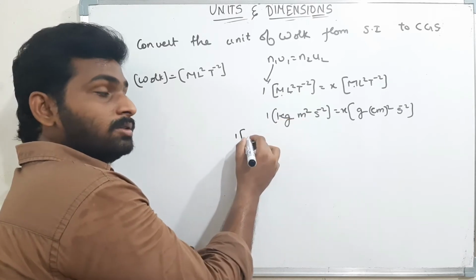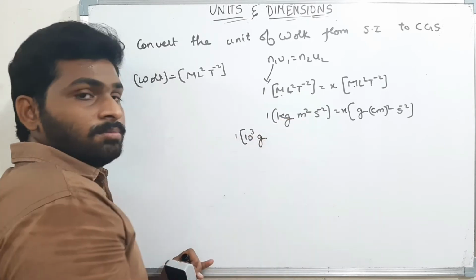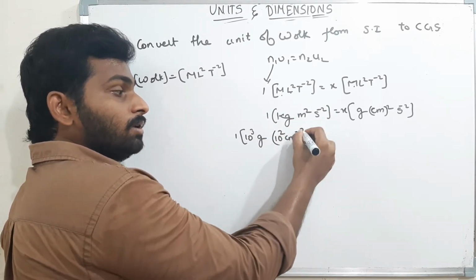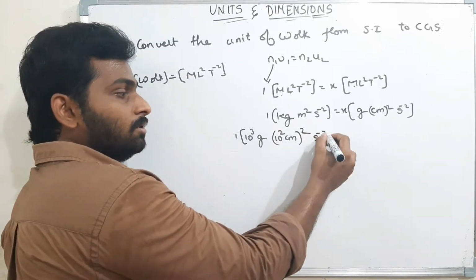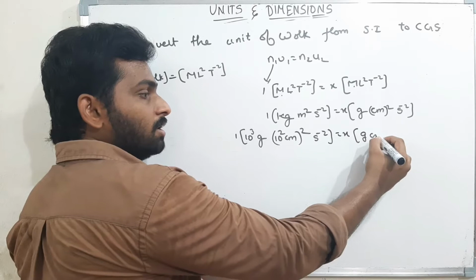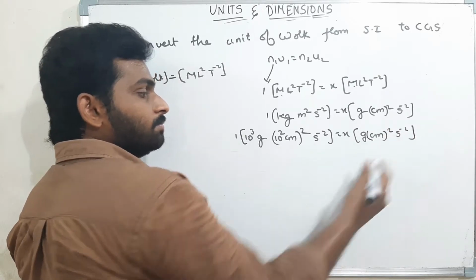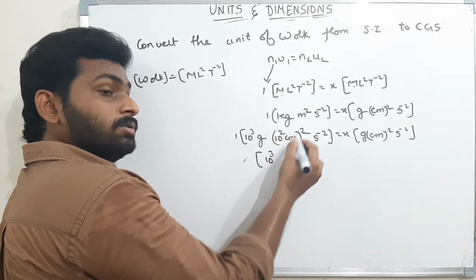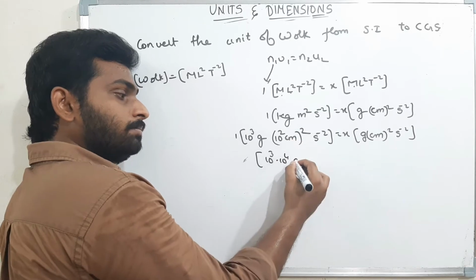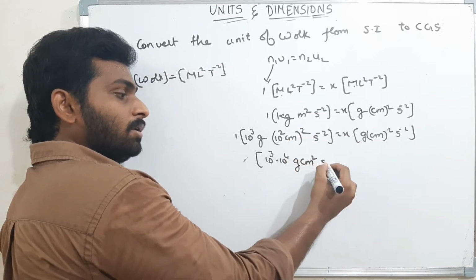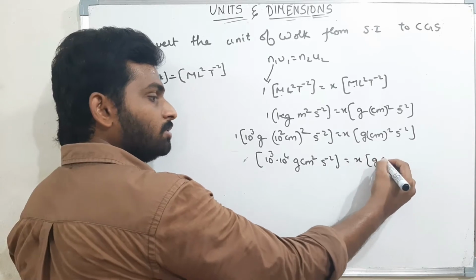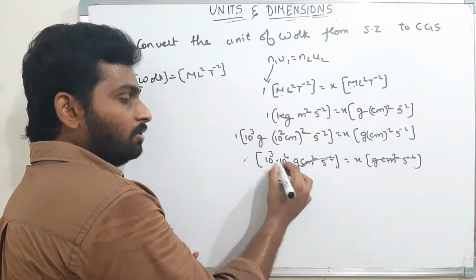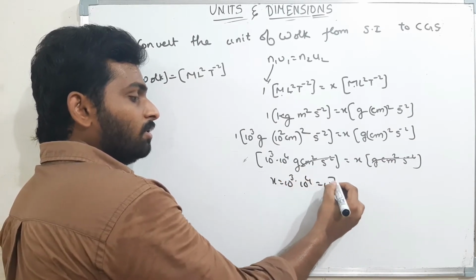Therefore, 1 kg is nothing but 10 power 3 grams, and 1 meter is equal to how many centimeters? 10 power 2 centimeters, and it is whole square, S minus 2, is equal to X into gram centimeter square S minus 2. Therefore, 10 power 3, 10 power 2 whole square is 10 power 4 gram centimeter square S minus 2 is equal to X into gram centimeter square S minus 2. Cancelled off. What is the value of X? X is nothing but 10 power 3 into 10 power 4, that is nothing but 10 power 7.